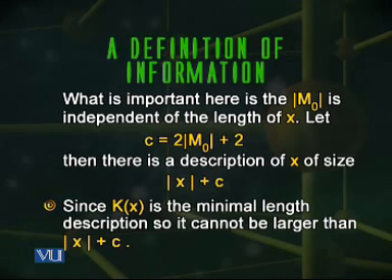And now, since d of x by definition is the shortest description, the shortest description cannot be longer than this particular description that we have described. And therefore, the length of the shortest description is less than or equal to the length of x plus this constant. So we have actually proved that K of x is always less than or equal to the length of x plus c. Let's look at this proof in a little more detail. What we can do is follow a convention. We can say that M0 is described by the empty string.